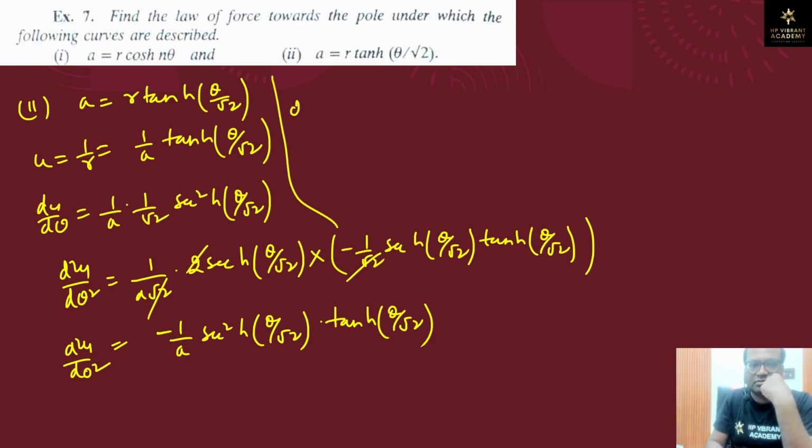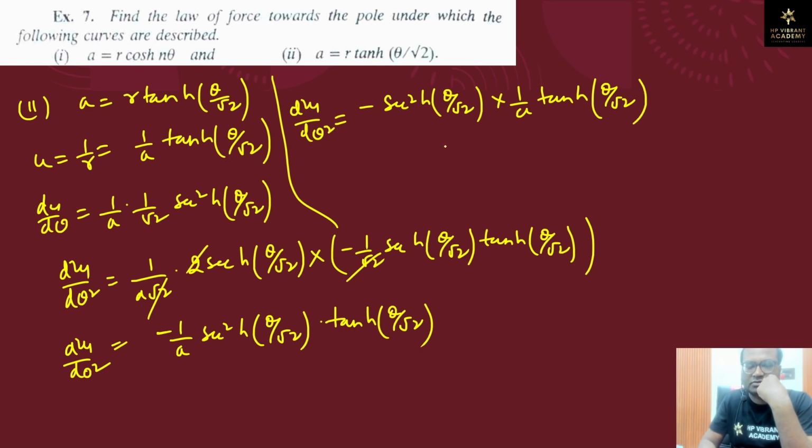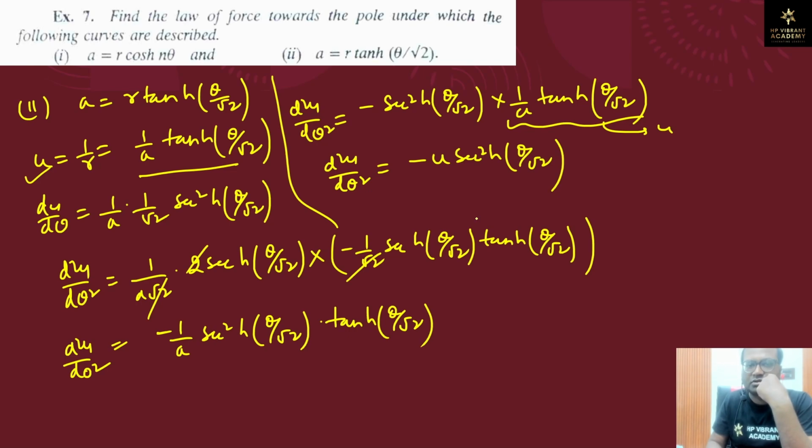Okay, so we have d2u upon d theta square is equal to minus sech square theta upon root 2 into 1 upon a tanh theta upon root 2. This is equal to u, where u is equal to 1 upon a tanh theta upon root 2. This we can replace as u. So we have d2u upon d theta square is equal to minus u sech square theta upon root 2.